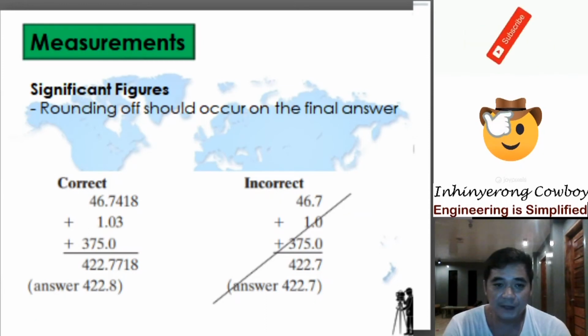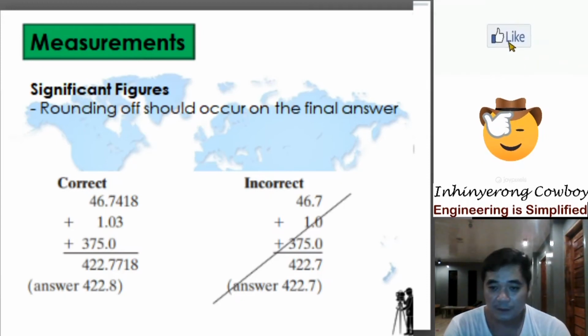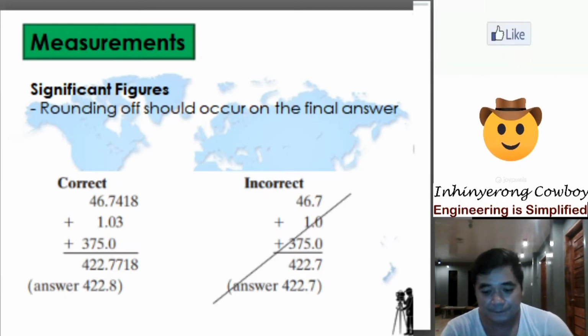Okay, so for measurement, I just want to clarify this. The rounding off of significant figures should occur only on the final answer. For this one, if we observe, we have the correct and the incorrect. If you observe the correct one, in the first observation, there is no round off. So meaning we will round off our answer on the final data, not on the first data, second data, and third data. Okay?